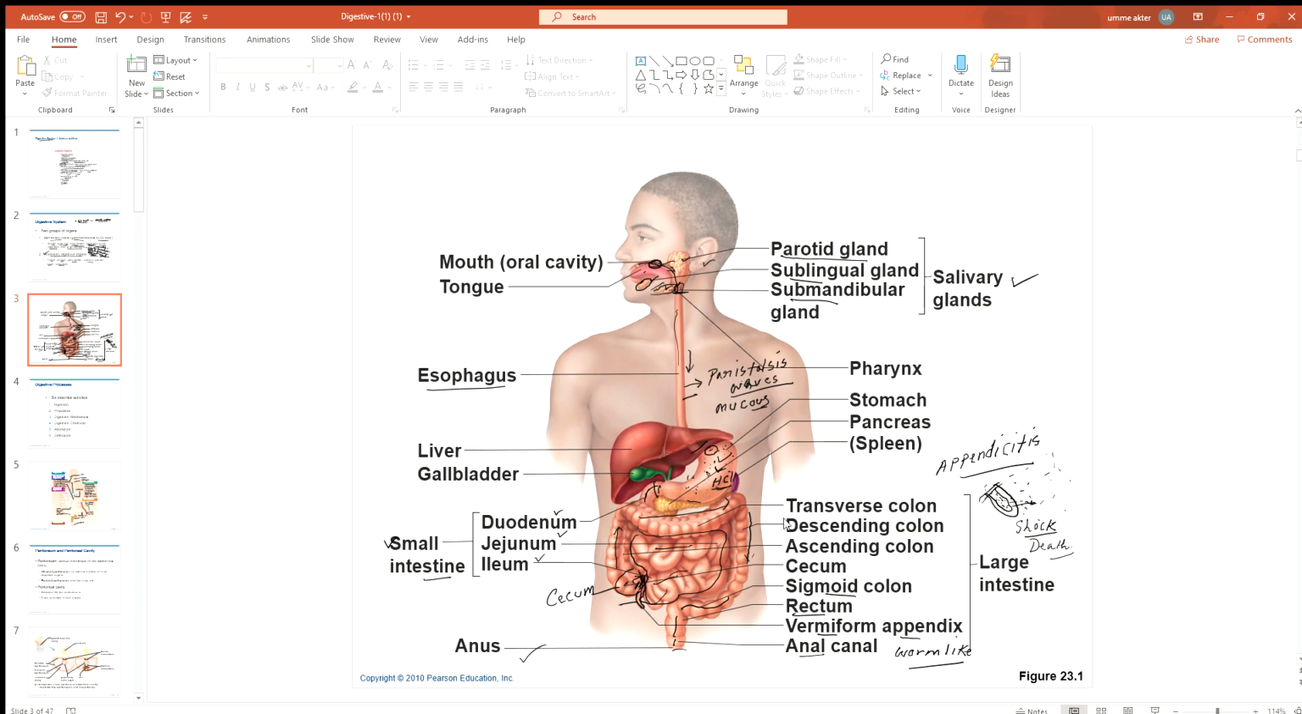Now let's see the accessory digestive organs. I mentioned salivary glands, tongue, you have teeth, and then the liver. The liver is the largest gland of the body. It is considered a gland. It has other functions. Then you have the gallbladder, right? Pancreas here. So those are the accessory digestive organs.